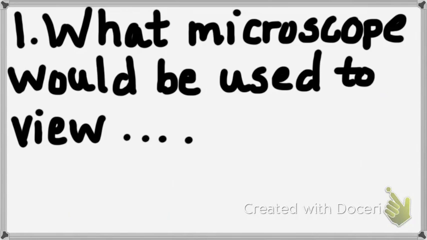With this question number 1, what microscope would you use to view different things? And so if you just wanted to see blood, like letter A, you would just use a compound light microscope. And you maybe already wrote that down for letter A in your book. That's a compound light microscope. Just a regular microscope like what we have in class.